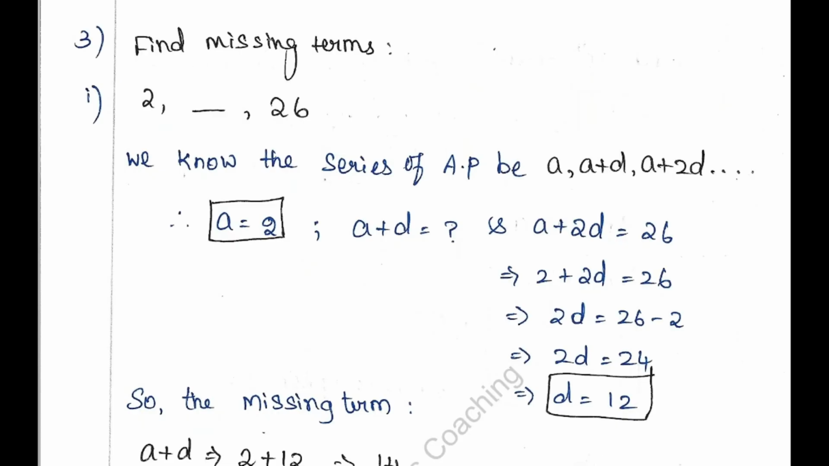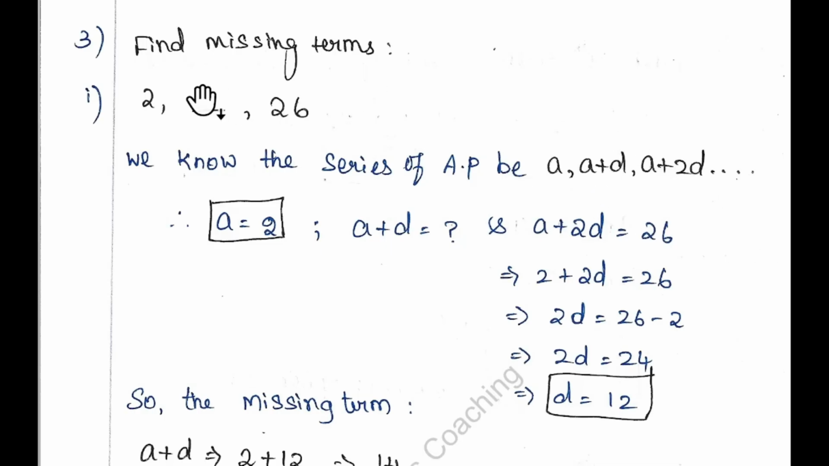So third Roman letter, from the third Roman letter, you're going to find the missing terms. Okay. So 2 comma and the second term is missing and 26 is given. So we know the series of AP, right? A comma A plus D comma A plus 2D. It goes on like this.